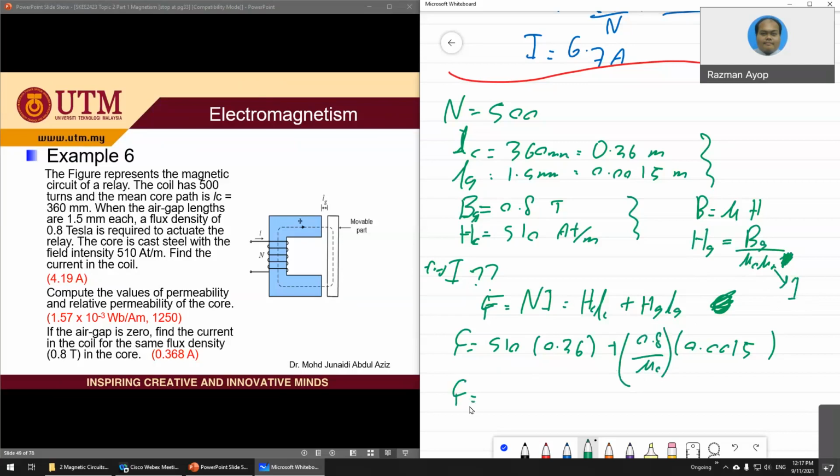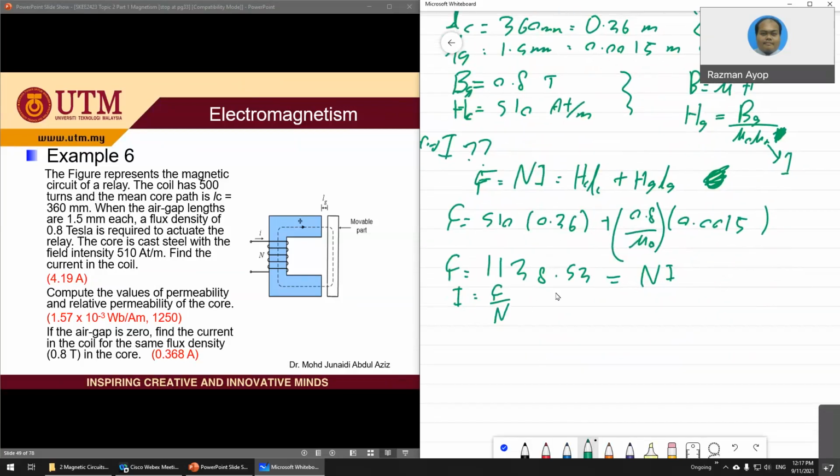So F is equal to, use your calculator, 510 multiplied by 0.36 plus 0.8 divided by mu naught, multiplied by 0.0015. You get 1138.53, which equals Ni. F is equal to Ni, so I is equal to F divided by N, equals 1138.53 divided by the number of turns, 500.